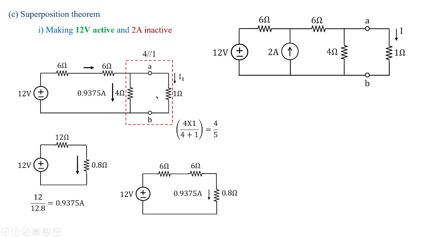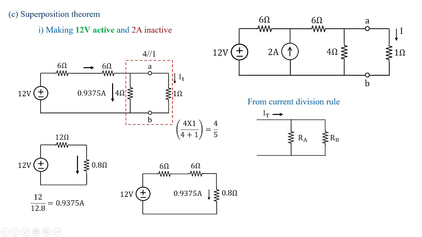But what is the requirement? Requirement is I1. So for the parallel combination, from the current division rule, when you have two resistors in parallel, you can get the value of current IA or IB. For example, I require the current IB. IB will be equivalent to I total multiplied by the opposite resistance. For RB, the opposite is RA, divided by RA plus RB. This is how we calculate the value of current using the current division rule.